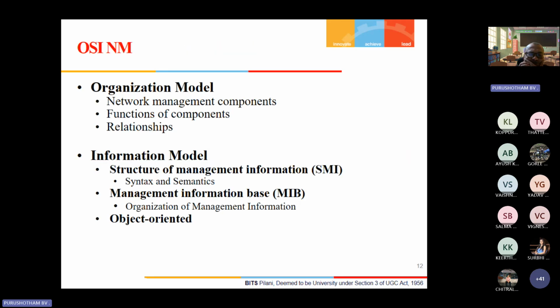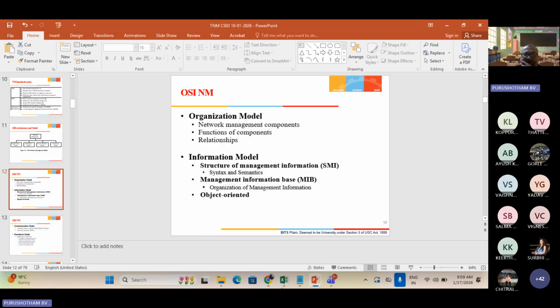Based on this, the organization model talks about the network management components, the functions of those components, and the relationship among the components. The information model consists of SMI, the structure of management information, and MIB, the management information base. SMI talks about the syntax and semantics, whereas MIB talks about organizing the information. The management information in this is what we call it.